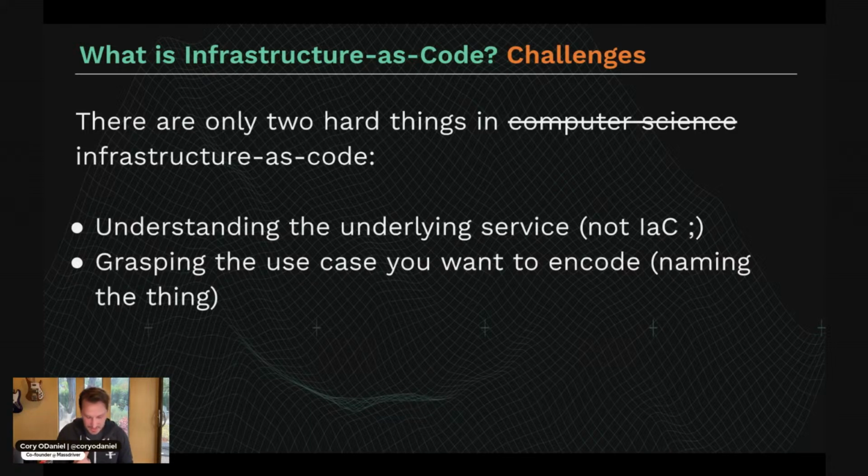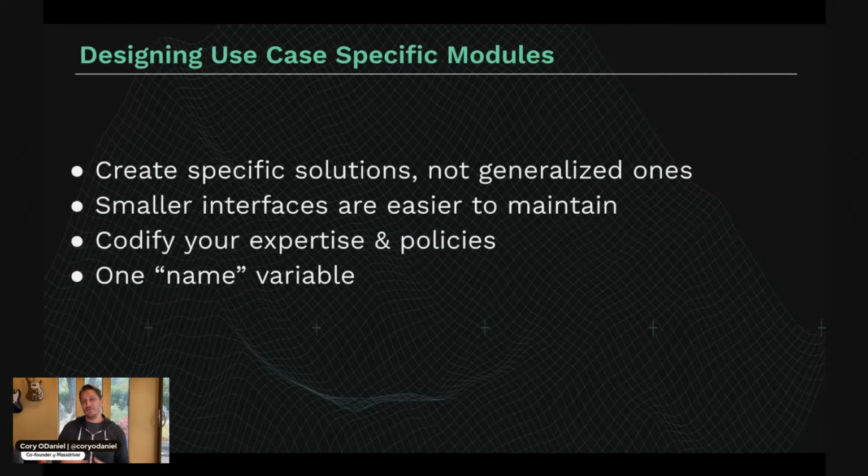And this is what I think is one of the most important things when writing Terraform: thinking about the name. You have to really get an idea of what the use case is for the module that you're developing. And you want to build modules that are for specific use cases, not generalized. We'll get into a couple of examples here, but what you don't want is a module for S3 buckets. You want a module for S3 logging buckets. And what this does is it creates a smaller interface, which increases the maintainability of it.